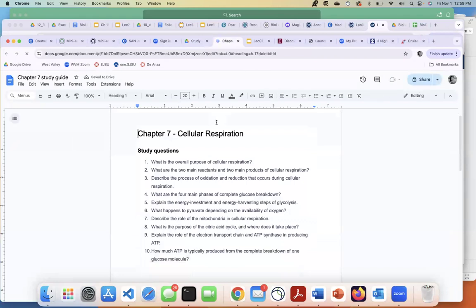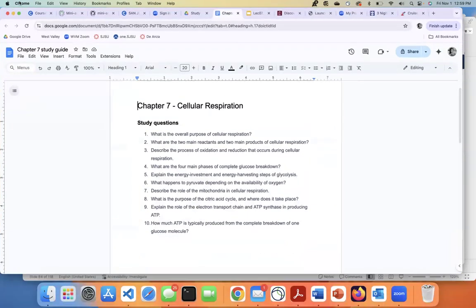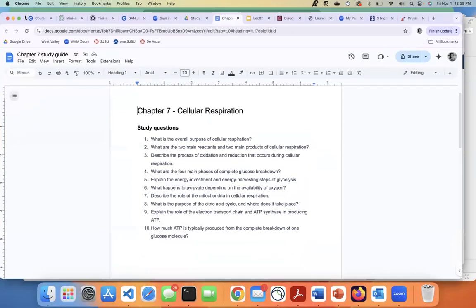Okay, so we talked about the overall process, right? The overall process is to take glucose and convert it into ATP. What are the two main reactants and two main products? I want you to think about both ways, both through cellular respiration as well as photosynthesis, what we start off with and what we end up with.